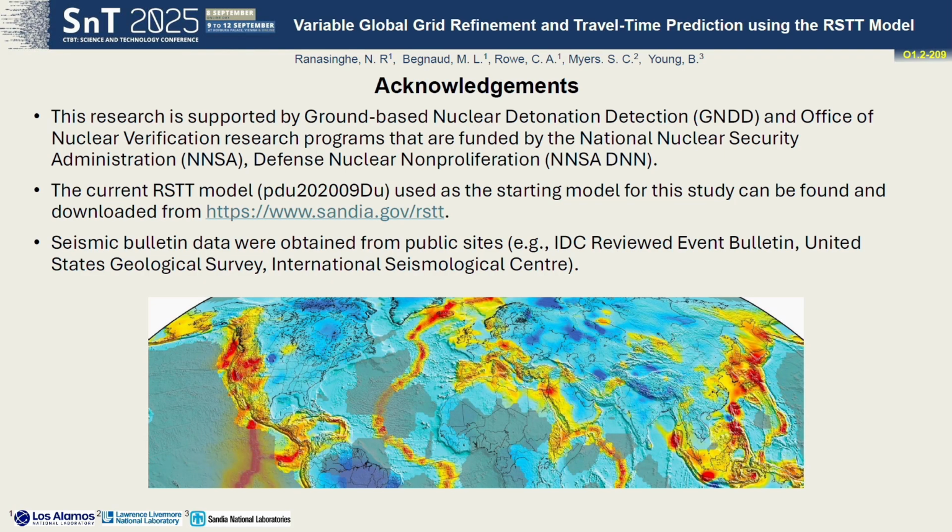So, acknowledgements. This research is supported by the GNDD program, Office of Nuclear Verification. The current RSTT model was used as a starting model for the study, and there's a website where you can find the global RSTT model, the 1 degree one. And the seismic bulletin data were obtained from public sites such as the IDC REB, United States Geological Survey, and the ISC.